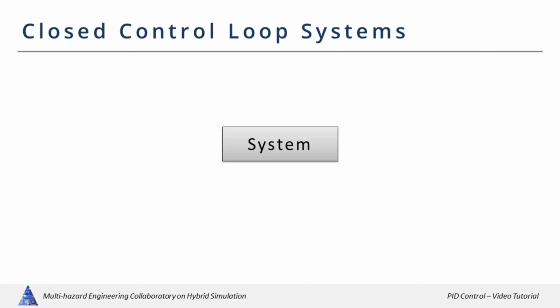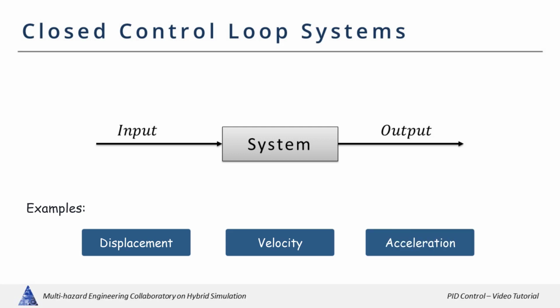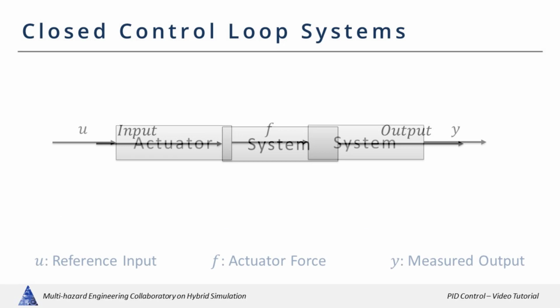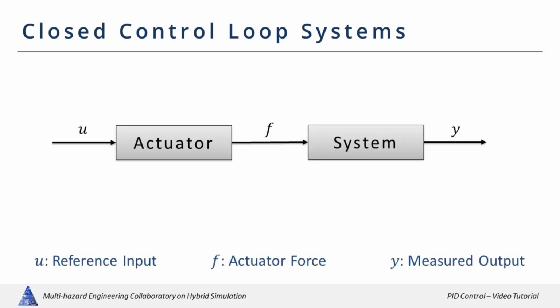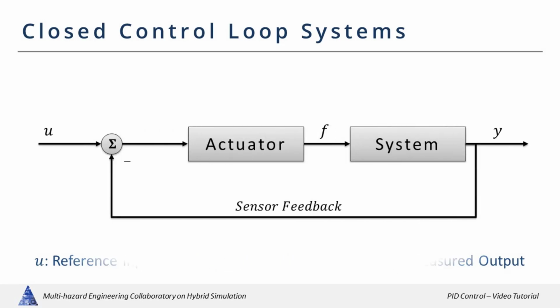First, it is important to refresh our knowledge of closed control loop systems. In a typical control loop, we have a system in which we provide an input and want to obtain an output response, such as a displacement, velocity, or acceleration. We have learned that actuators help us enforce the desired input value on our physical plant, and that sensors, often part of the hydraulic actuator system, measure the output and provide feedback to the overall system.